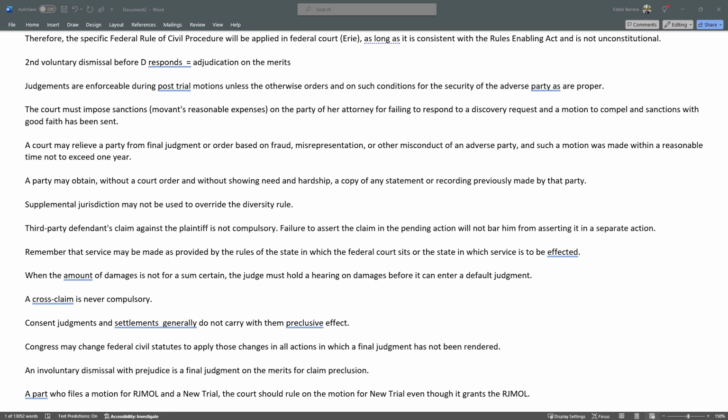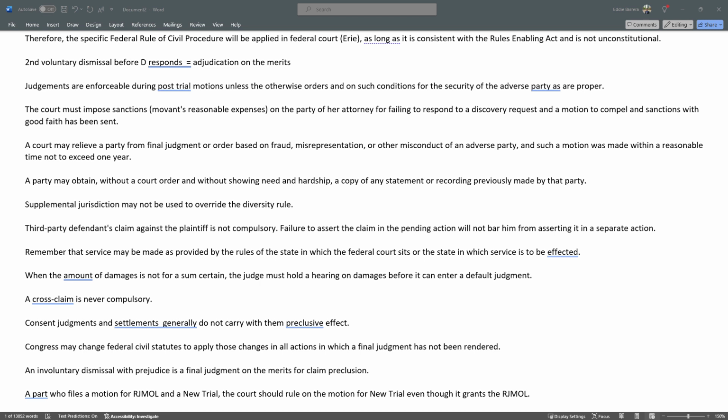A court may relieve a party from final judgment or order based on fraud, misrepresentation, or other misconduct of an adverse party, and such a motion was made within a reasonable time not to exceed 1 year. A party may obtain, without a court order and without showing need and hardship, a copy of any statement or recording previously made by that party.